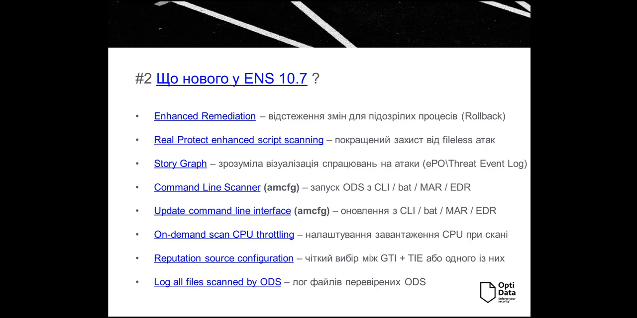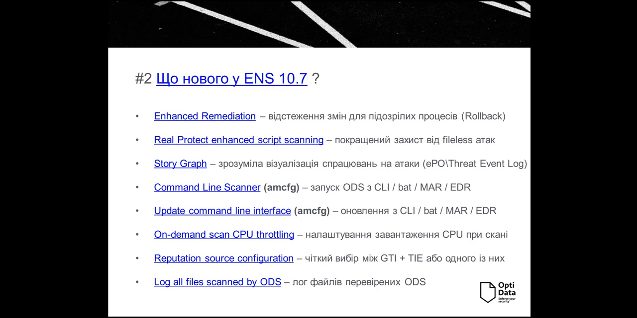Next one, first in the history of the ENS solution, we get the possibility to run on-demand scan and to run updates from the CLI. It means you can do it by some scripts or call it by McAfee Active Response or EDR. And I will also try to demonstrate this later. Again, next one, ODS scan CPU throttling.